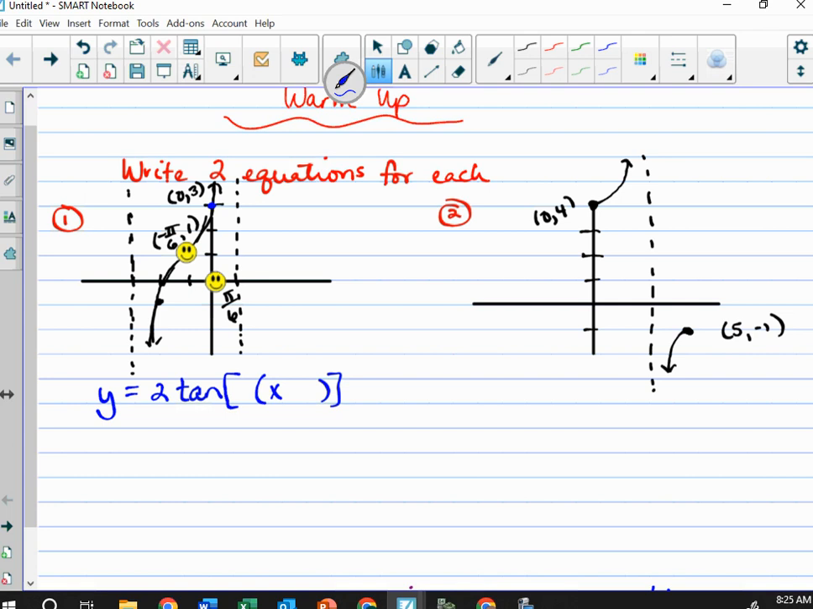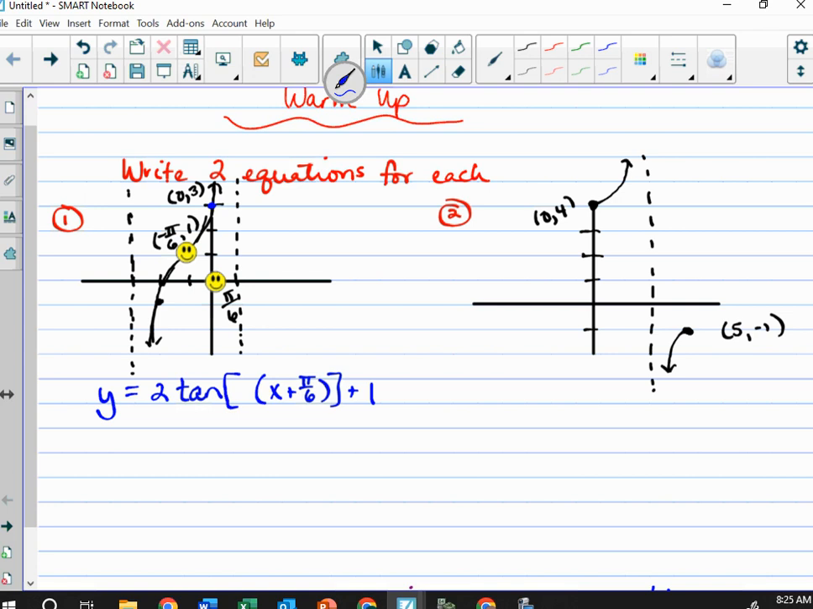So since it's left by pi over 6, I'm going to say plus pi over 6. And then I'm going to say plus 1 at the end because we went up 1. Are you guys okay with those, like, 3 pieces of it?